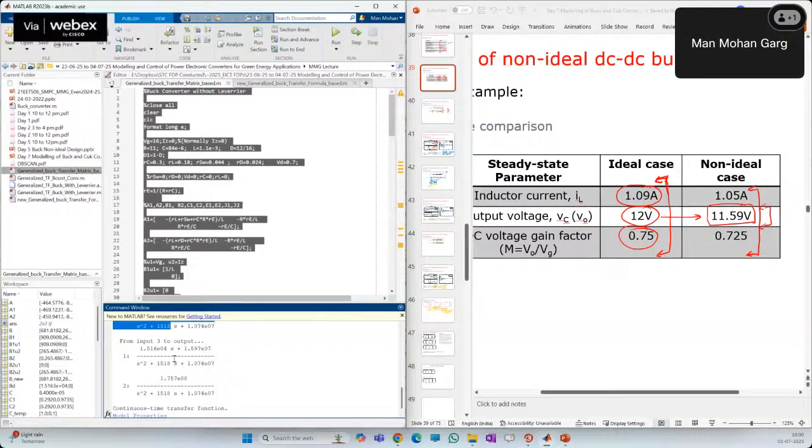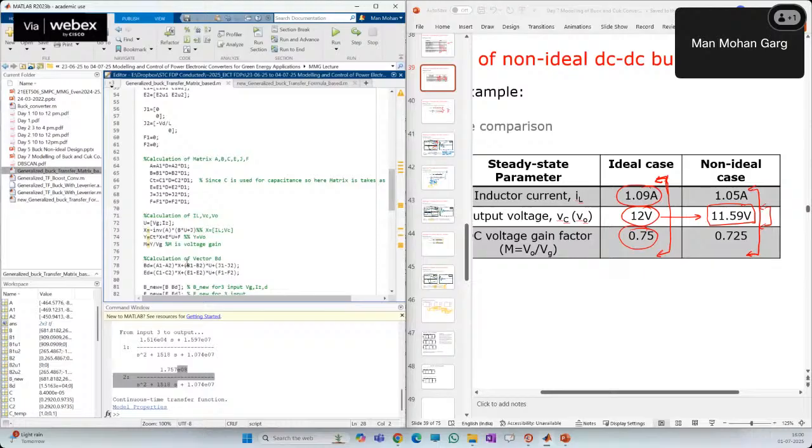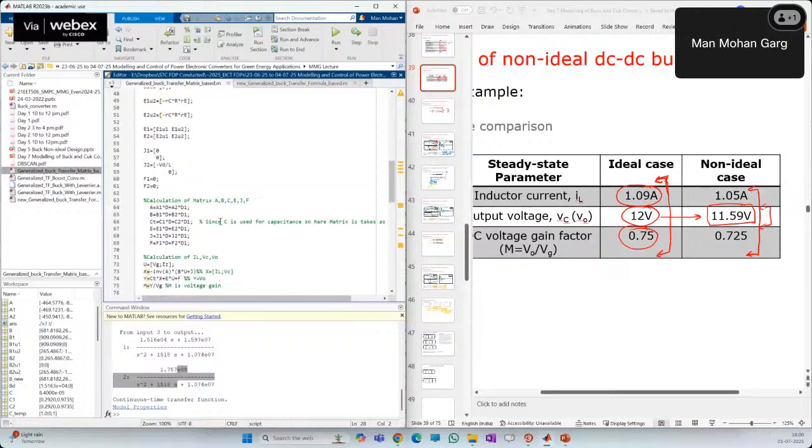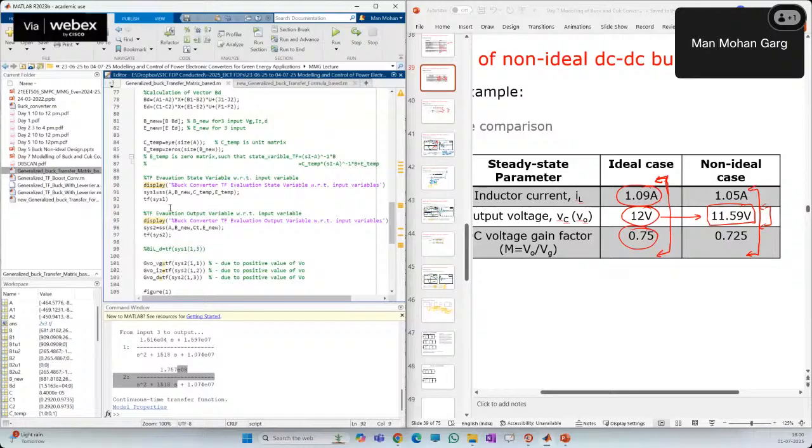Now, up to this much we have run, right? Now we need to evaluate the output variable. What is the output variable? V node only, that we need to evaluate with respect to the input variables: V node upon Vg, V node upon Iz, V node upon D. All three we need to evaluate. So for that I defined system 2. For system 1 I was not having C and D, so temporarily I considered a unit matrix. But for this system I have A, B, and CT, the original CT. So that I will be using CT.